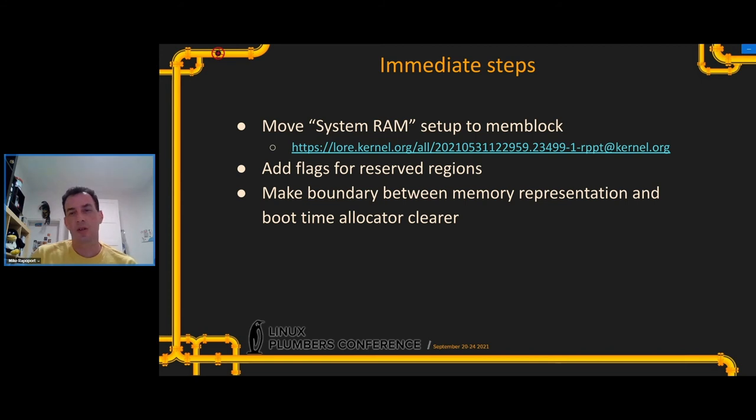So the first thing I wanted to do is to move the registration of system RAM resources to memblock for all architectures that actually traverse memblock data structures and use them to register system RAM resources. It didn't go too well, but I'm hoping I'll resend this with all the feedback addressed. I'm thinking of adding flags to differentiate between reserved regions, so it will be known what exactly made the reservation, was it kernel, firmware, and so on. And I'm working on creating a clearer boundary between the memory representation and the low-level APIs, like memblock add and memblock remove, and the allocator part that actually does early boot time memory allocations.